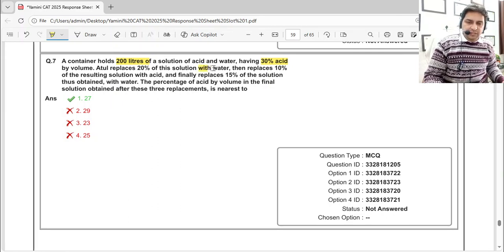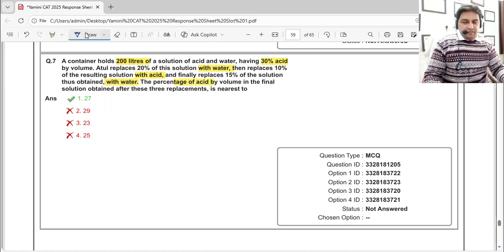So first of all, the replacement is being done with water, then with acid, and finally he replaces 15% of the solution thus obtained with water. The question asks for the percentage of acid by volume in the final solution after these three replacements. So we have to find out the percentage of acid. So let's find out how much acid there was in the beginning.